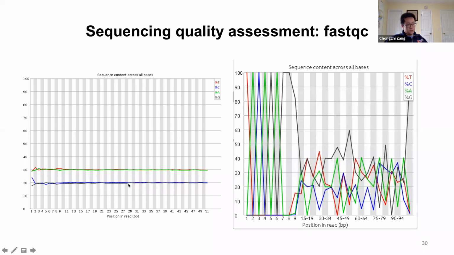This is a good data set, meaning that it really captures the real DNA sequences from the genome, which usually represents a relatively stable distribution of the GC and AT contents.